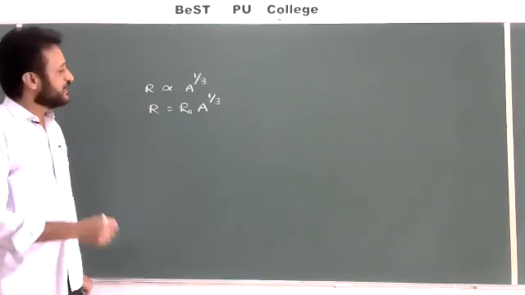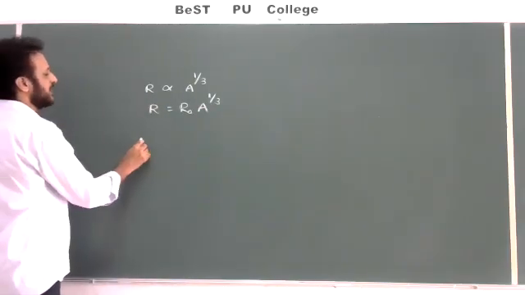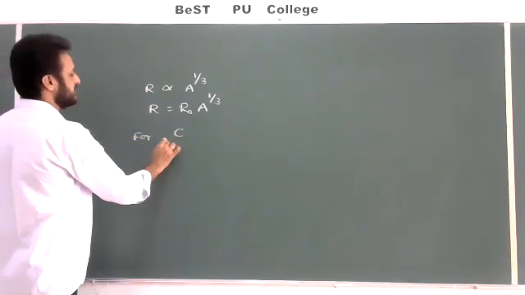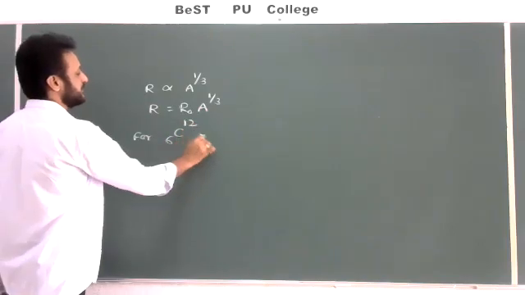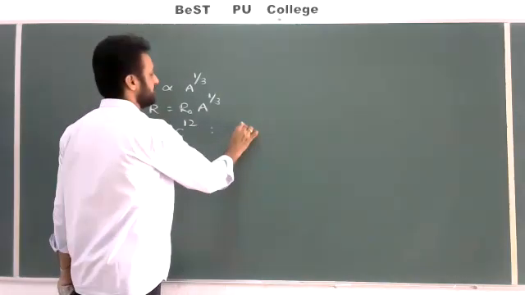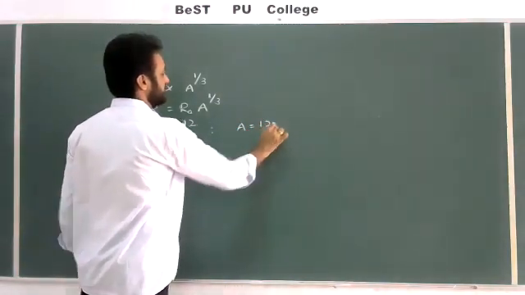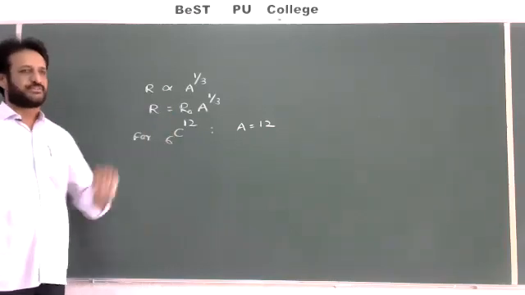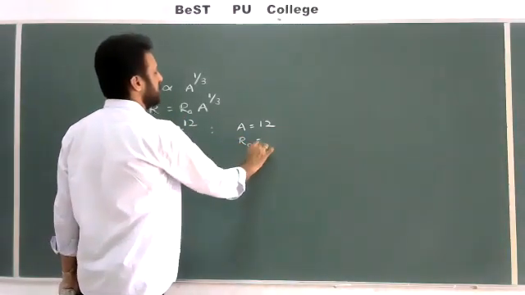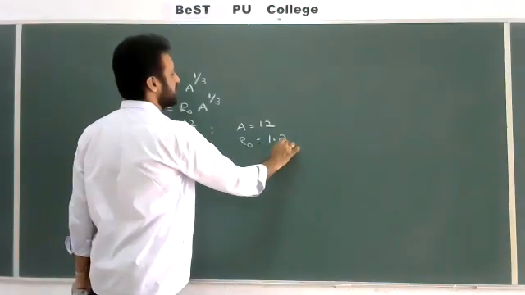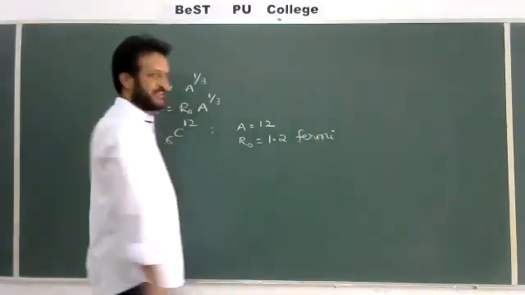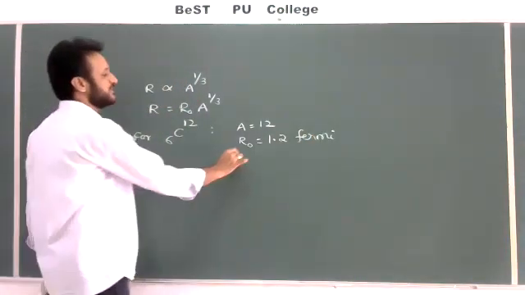For example, if you want to calculate the radius of the carbon nucleus, what is the mass number in case of the carbon nucleus? A equal to 12. So the mass number of the carbon nucleus is 12, which we should take. And R naught is a proportionality constant, already given as 1.2 into 10 to the power of minus 15 meter, or simply 1.2 Fermi.